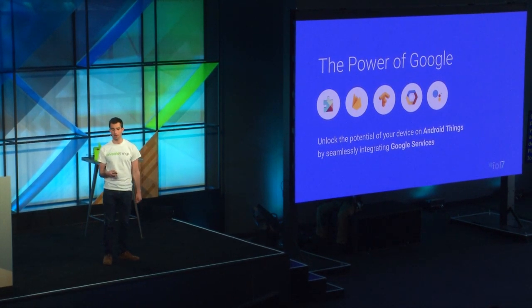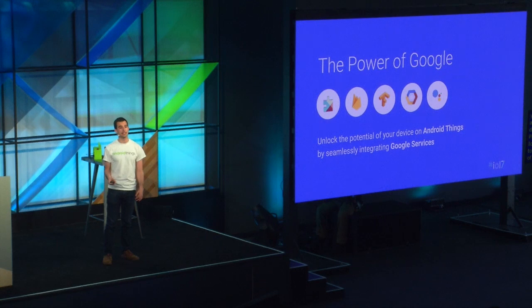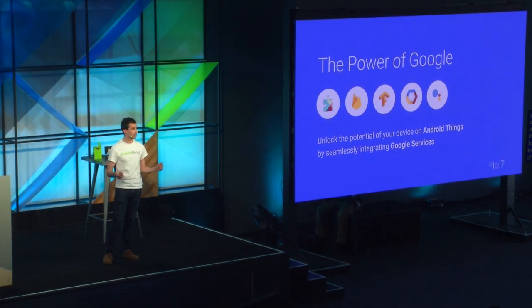So we have Google Play services, which gives you the suite of tools, like the mobile vision APIs, location services, as well as Firebase. You get TensorFlow, which uses the powerful on-device processing of your Android Things device to add that intelligence to your device. You also get Google Cloud Platform, and specifically Cloud IoT Core, to connect your device to the even greater intelligence of the cloud. And finally, you get the Google Assistant, the latest and greatest in Google's personal assistant technology. All of these services, and any that come in the future, will fit on top of Android Things to unlock this potential of your device.